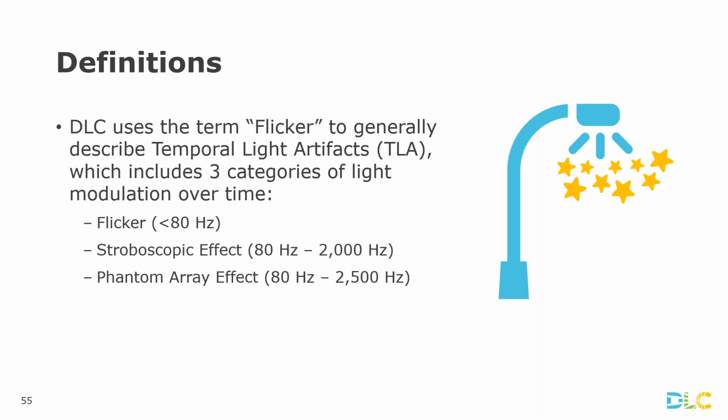The first of which is flicker, which is light modulation with relatively low frequencies, somewhere between 0 and 80 hertz. We also address the stroboscopic effect, which occurs between 80 and about 2000 hertz, and also the phantom array effect, which occurs between 80 and 2500 hertz, or even higher, in some of the research I found.